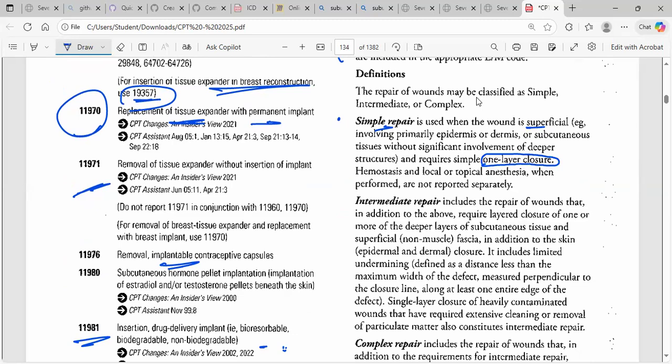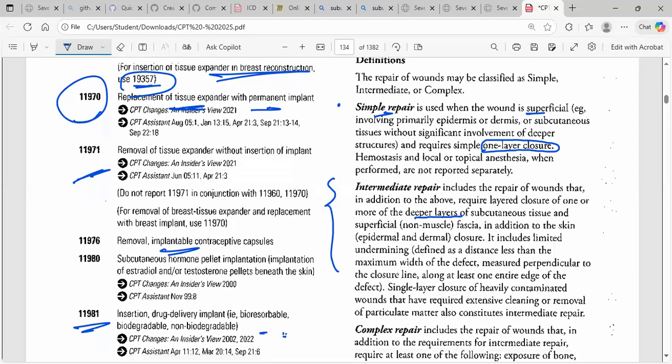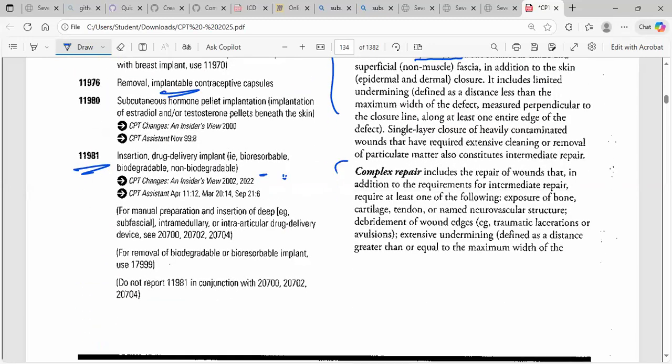If it is more than one layer, that is layered closure, or deeper layers have been closed, we are going to consider it as an intermediate repair. For the complex repair, if in conjunction with the layered closure the doctor is doing debridement, then we are going to consider it as a complex closure.